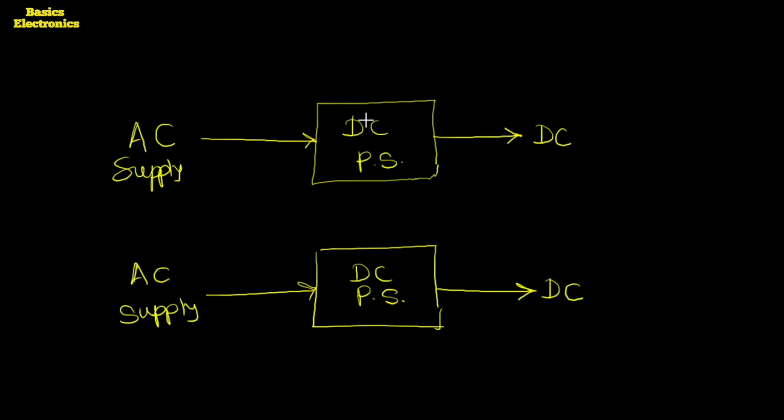Now suppose the first power supply, the upper one, whose output changes as there is a change in the input AC supply and the load current IL. See, if the input AC supply is changed and the load current IL is changed, then the DC voltage of this first power supply changes.